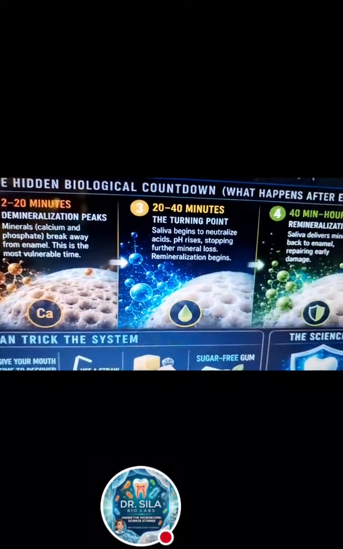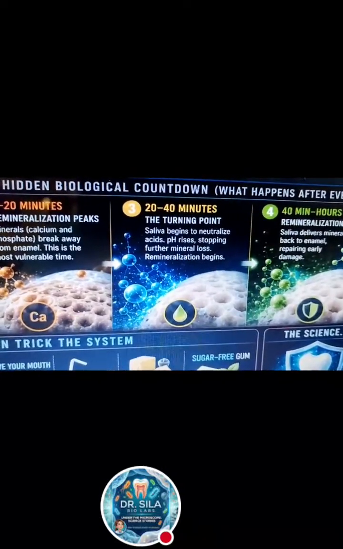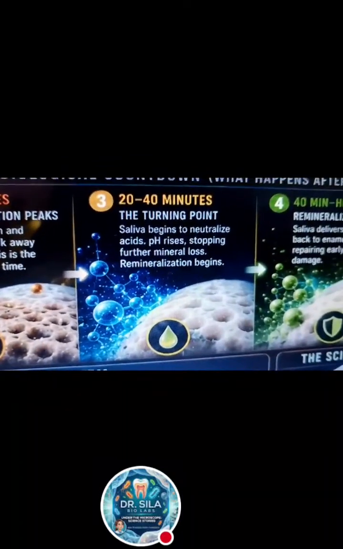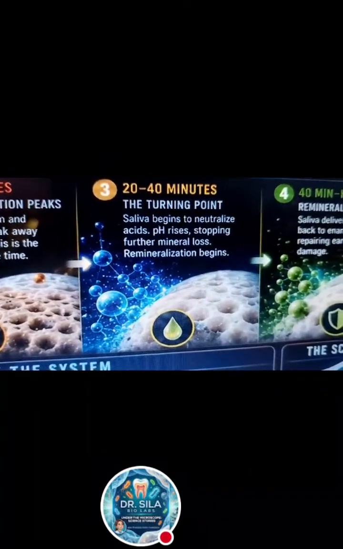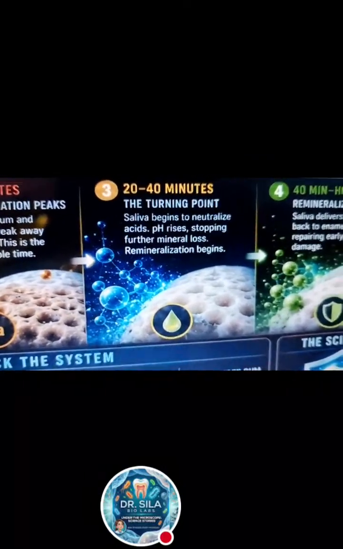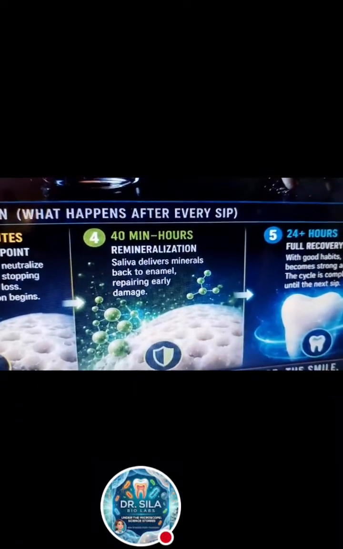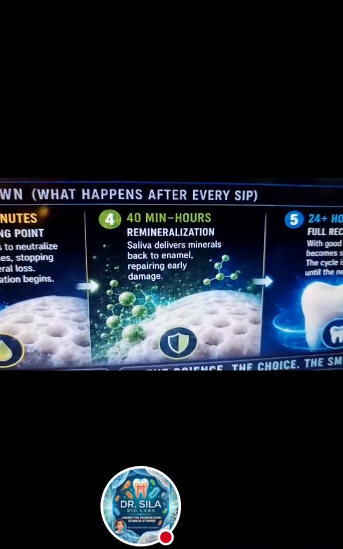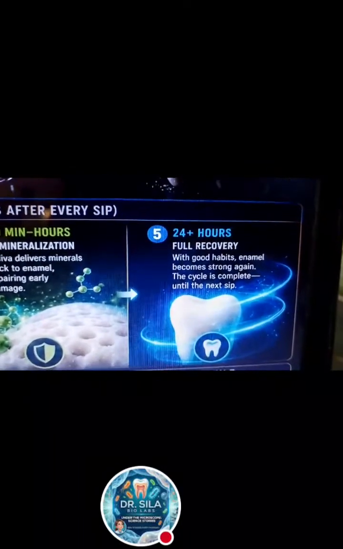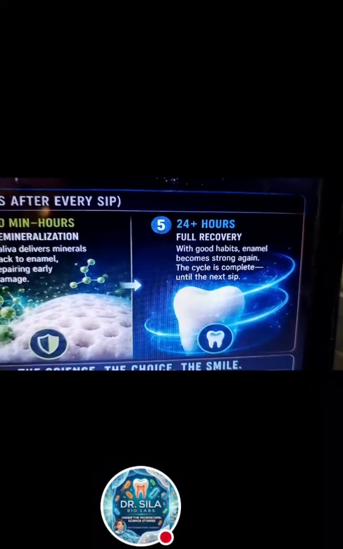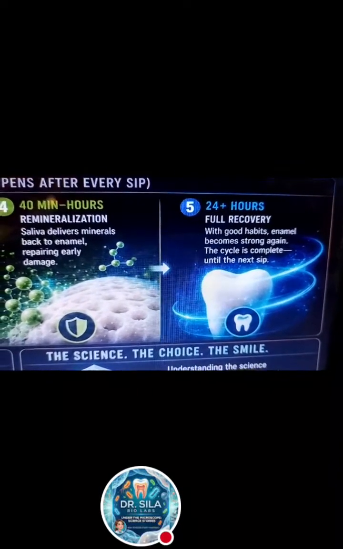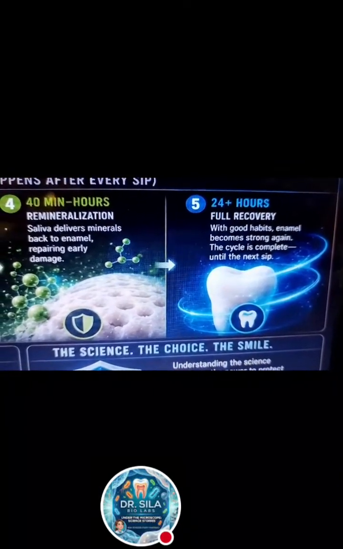Okay, the turning point. After 20 to 40 minutes, the saliva comes. The saliva in the mouth takes over to neutralize the acid pH, stopping further mineral loss, and remineralization begins. After 40 minutes, in remineralization, saliva delivers minerals back to the enamel, repairing the early damage. And after 24 hours, full recovery with good habits, the enamel becomes strong and the cycle is complete until the next sip.